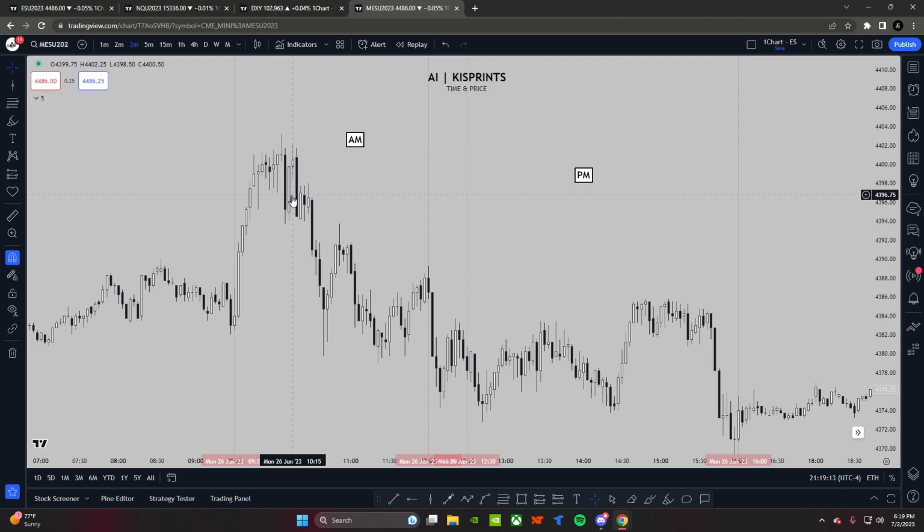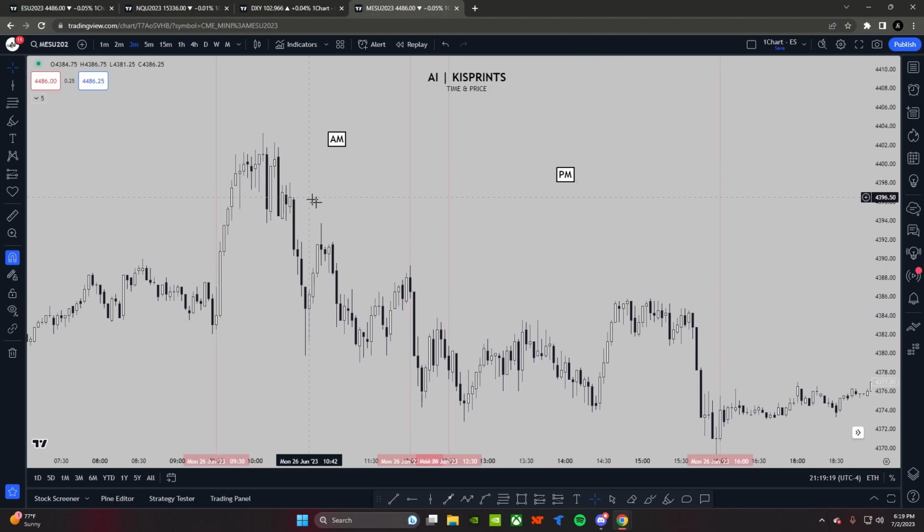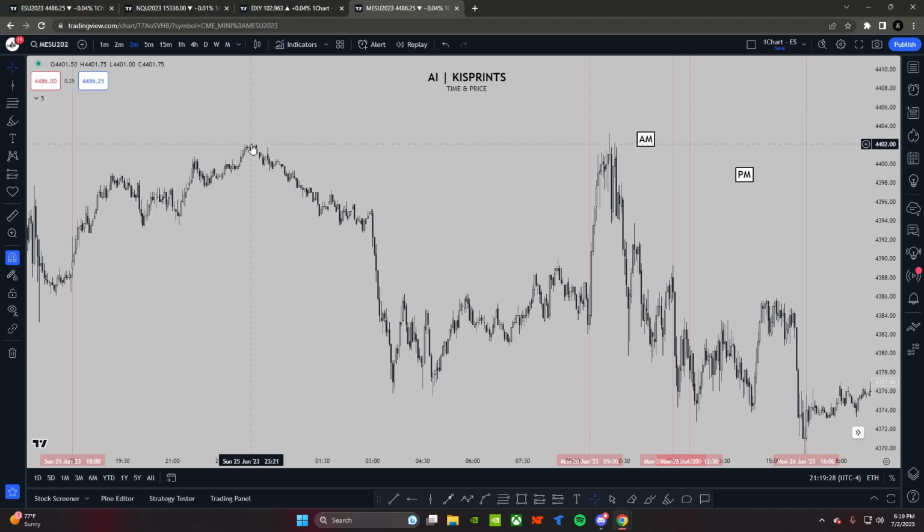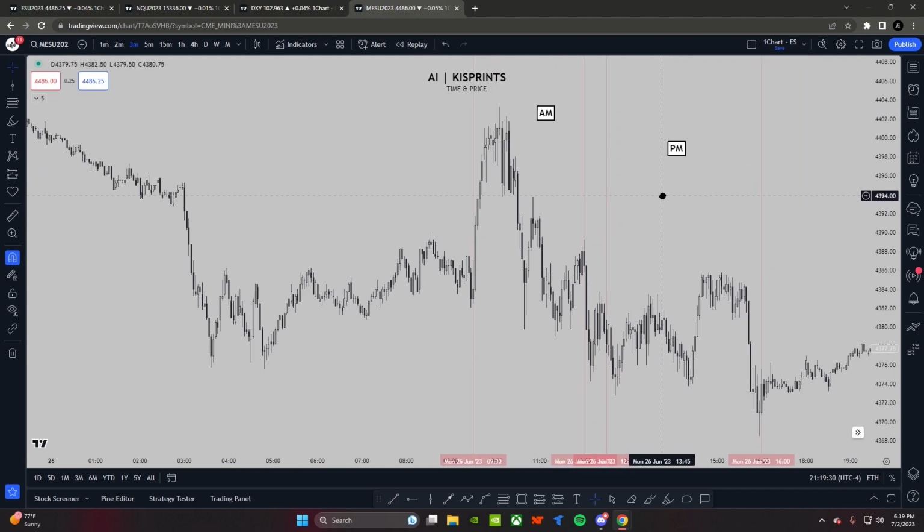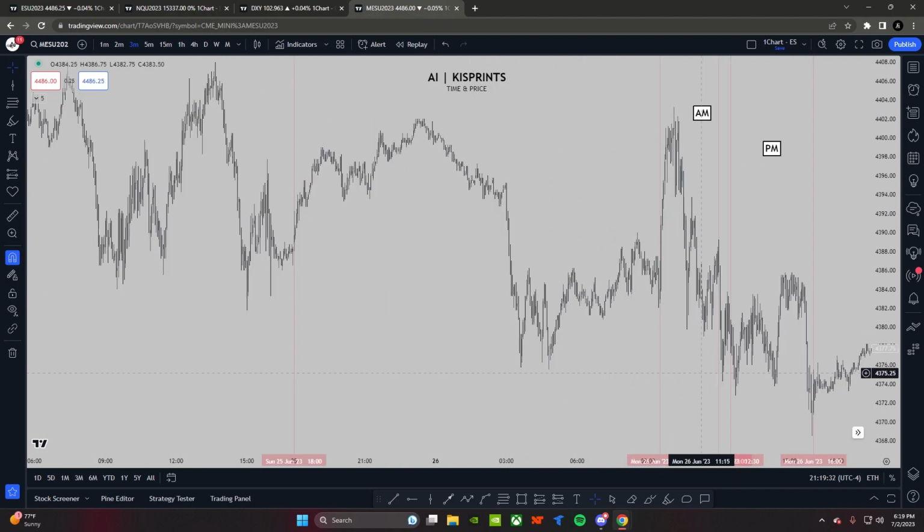So AM session typically sets the trend for the day, and PM session there's different models you can follow. So PM session may have the trend continuation, or if we have liquidity left at the highs, for example, we swept liquidity at the highs, so obviously we would want to target the lows.